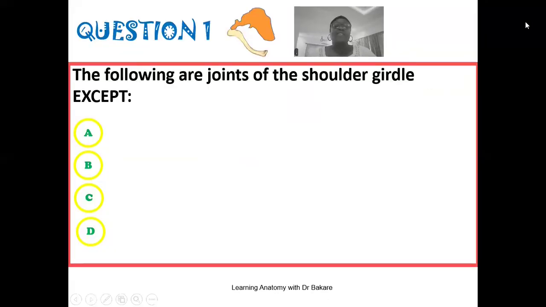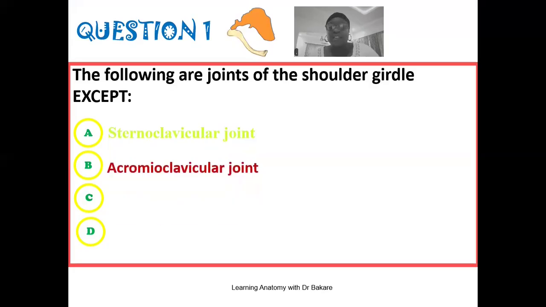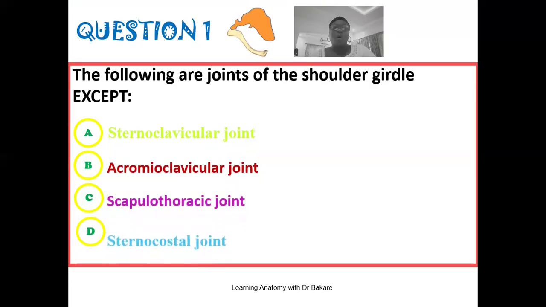The first question we'll be looking at is: the following are joints of the shoulder girdle, except the sternoclavicular joint? Is it except the acromioclavicular joint? Is it except the scapulothoracic joint? Or is it except the sternocostal joint? Out of all these listed options, the correct answer here is the sternocostal joint.